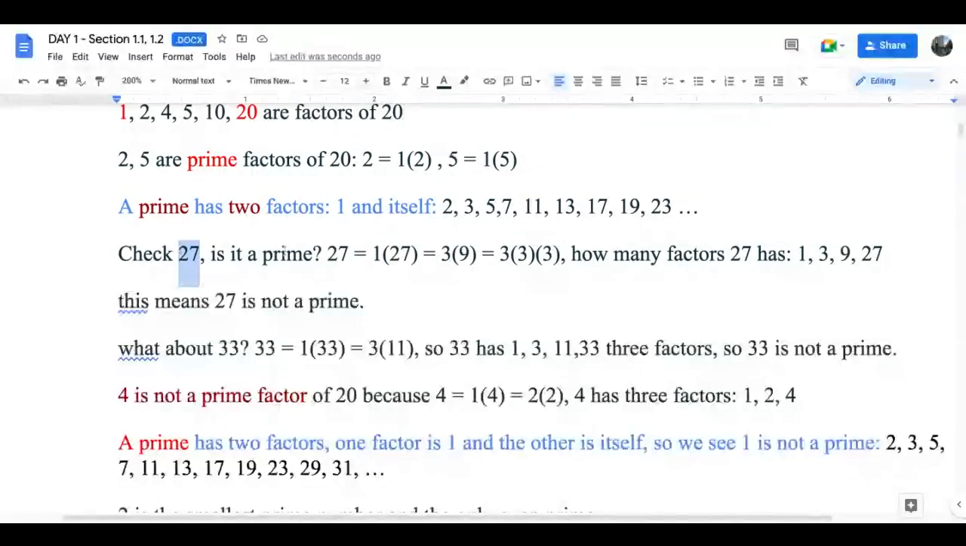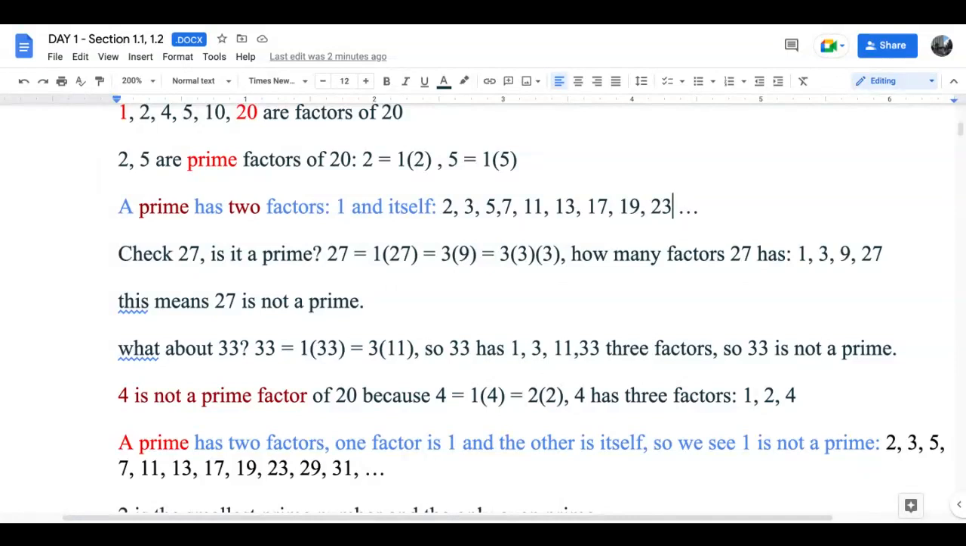Well, let's see 27. 27 can be written as 1 times 27, 3 times 9, 3 times 3 times 3. How many factors? There are 1, 3, 9, 27. So 4 factors, okay? Which means 27 is not a prime because 27 has more than 2 factors. And the prime factors, we can have those. So, we should remember those prime factors.